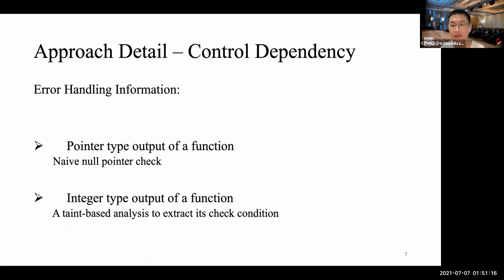Well, for the control dependency, currently APICraft only collects error handling information of each API function. For each output of an API function, we naively conduct a no pointer check for pointer type output. And for integer type output, we propose a taint-based analysis to extract its check condition.